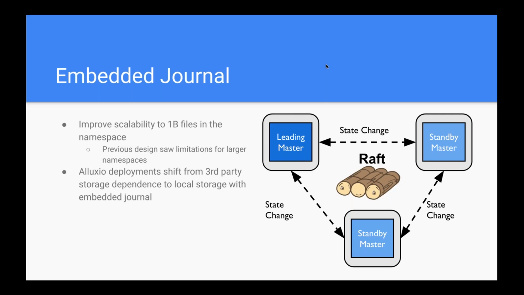Instead, this just uses the local storage on all of the Alluxio masters to make a distributed journal, which is able to be shared among all of the Alluxio master nodes.